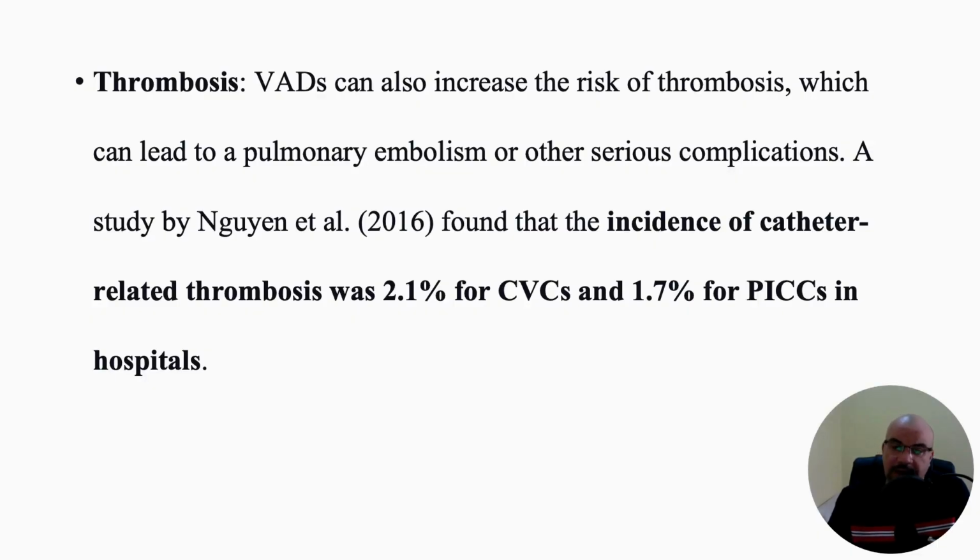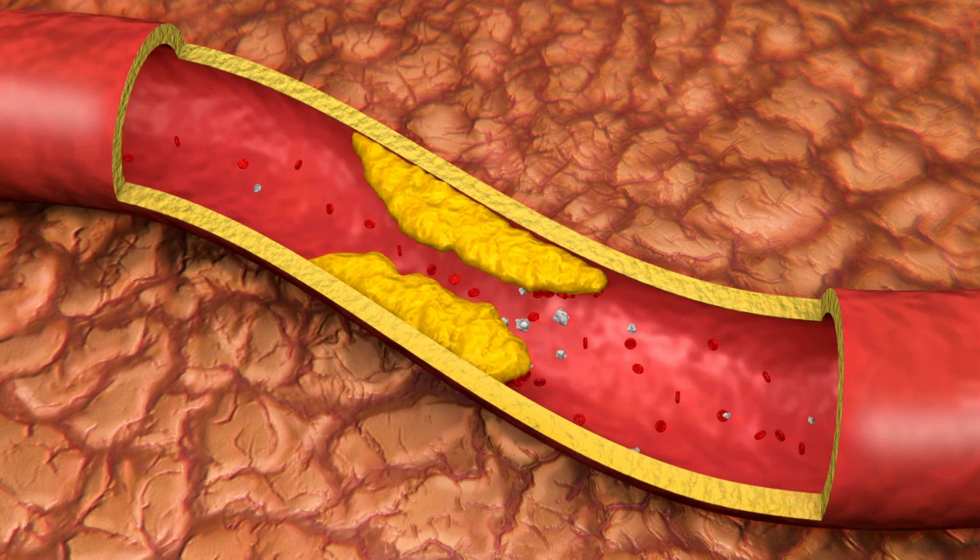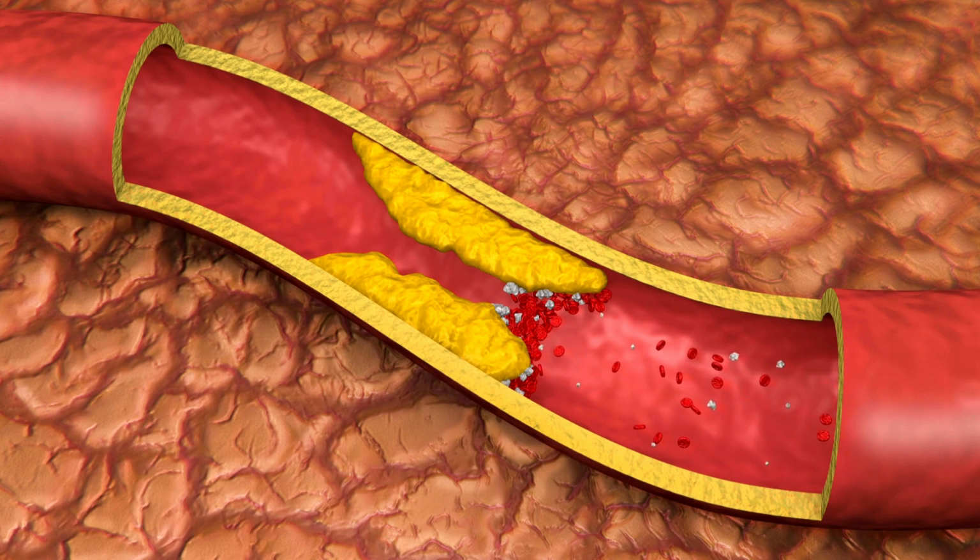The second problem related to IV lines is thrombosis. Based on the studies, around 2.1% of central venous lines and 1.7% of PICCs report thrombosis. What is thrombosis? It is the formation of a clot, and this clot can travel inside the blood circulation and can lead to serious complications such as pulmonary embolism or other problems related to thrombus. It is thrombus formation, but it is much more connected with vascular access devices.